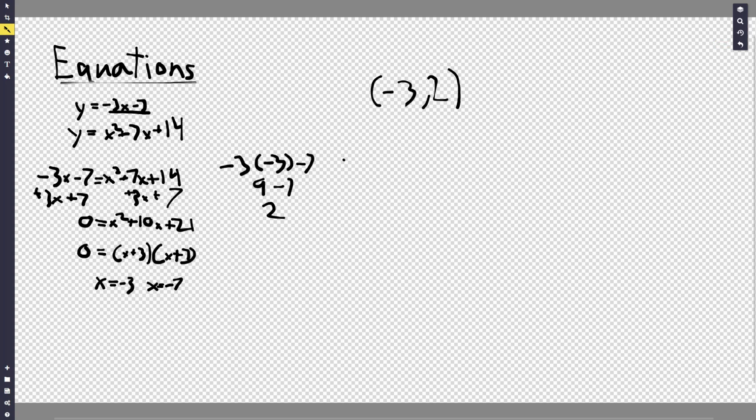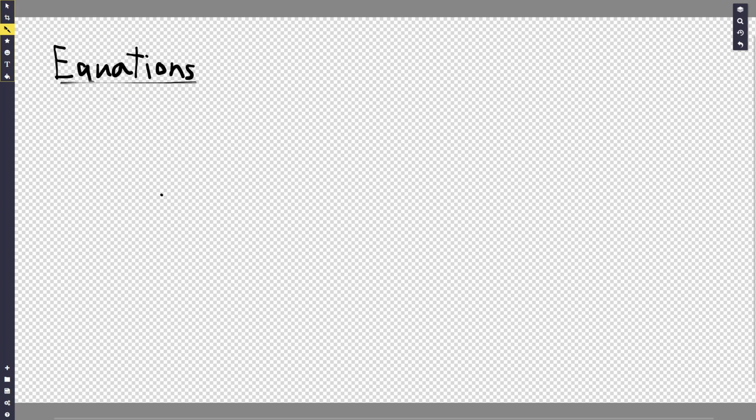Okay. Now let's find our second one. Let's do negative 7. So we have negative 3 times negative 7 minus 7, and that's equal to 21 minus 7. That's equal to 14. Now that we found our next solution, our next coordinate is negative 7, 14. And that's our solution. Now let's talk about some more systems of equations, and let's work with circles.